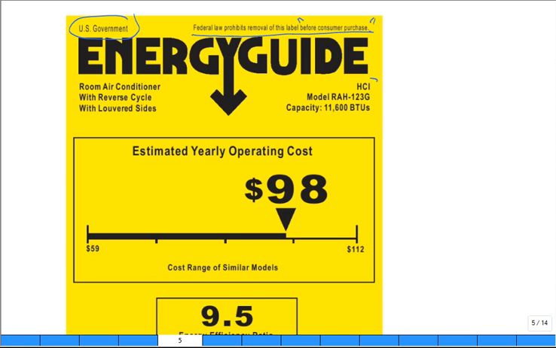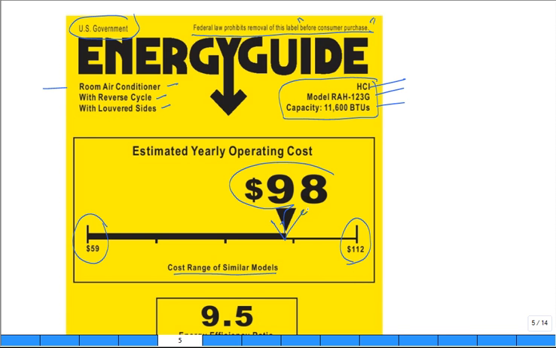Here is where the company puts the company name, the model number, and some other capacity information. But over here, the classification. So it's a room air conditioner. It is with reverse cycle and with louvered sides. This is an estimate of the cost range if you bought similar models to do the same thing. Put this in a room air conditioner. Some models would be down at $59 per year, some up at $112 per year. This model is sitting kind of at $98 per year. That's your anticipated yearly operating cost.